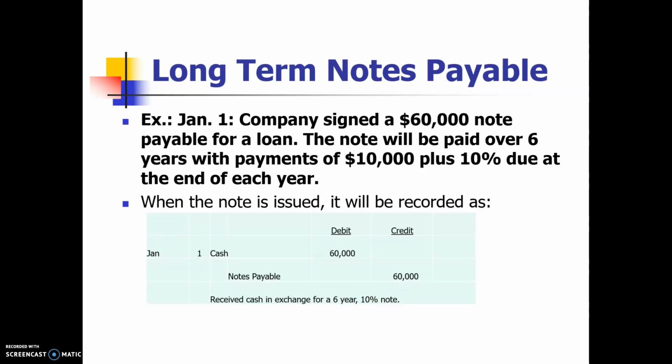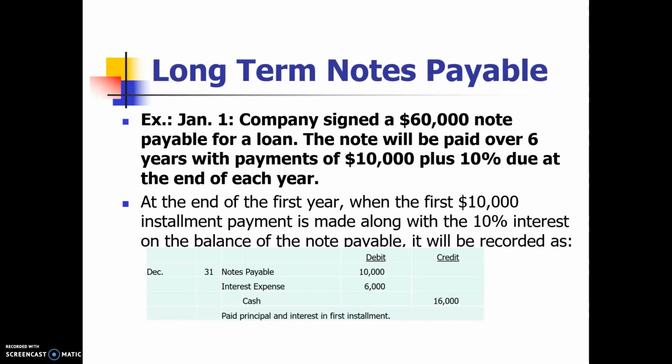So this would be the journal entry we'd make when we issued the note: debit cash, credit note payable. And as I said, that $60,000 note payable is going to be split between $10,000 that's going to be shown under current, $50,000 shown under long-term.